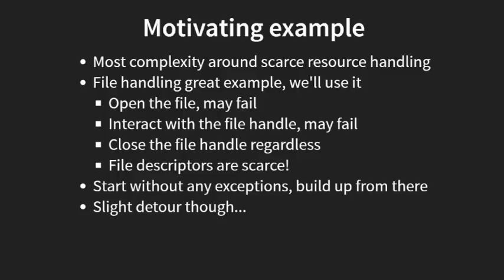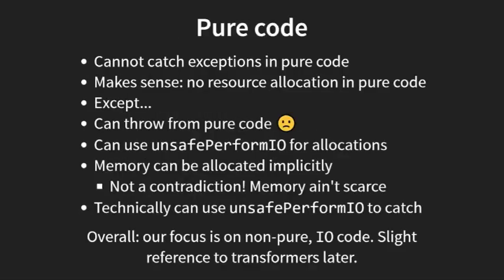The detour, though, that we're going to hit first is talking about pure code. Pure code is not a place where you really get to deal with exceptions. There's no way to catch exceptions in pure code. As you'll see later, the try function, which we're going to be playing around with, lives in I/O. And this actually makes sense. If you think about my definition that we're talking about cleaning up scarce resources, you can't actually acquire scarce resources in pure code. So now let's fight back and look at the exceptions to the comment that I just made.